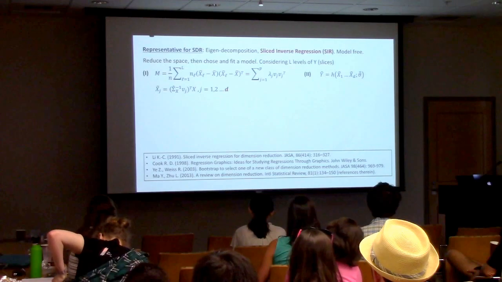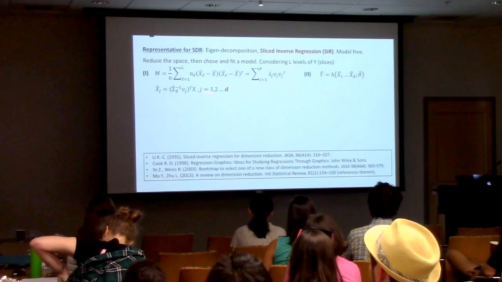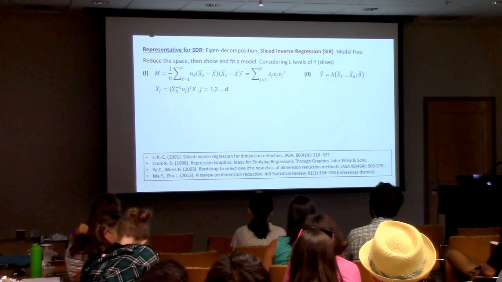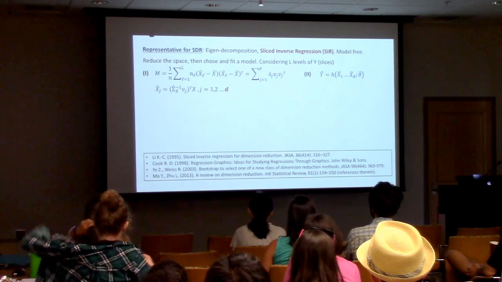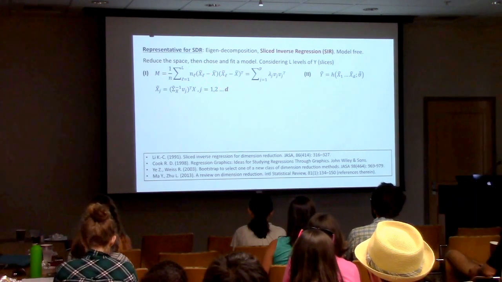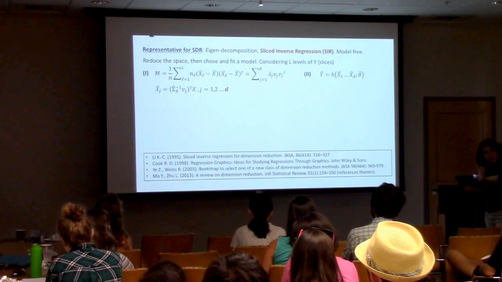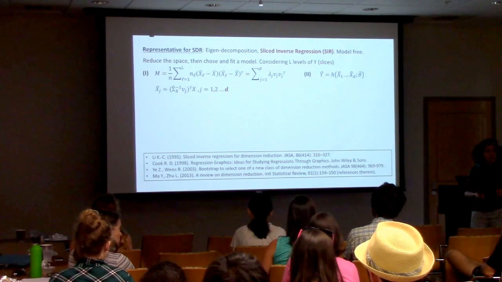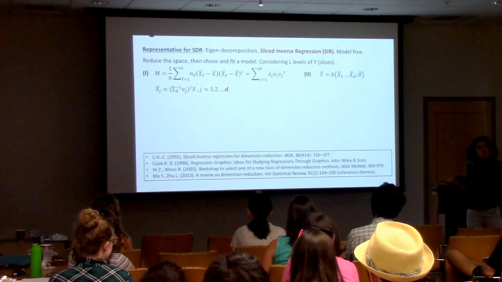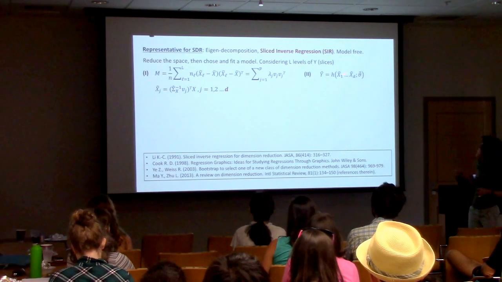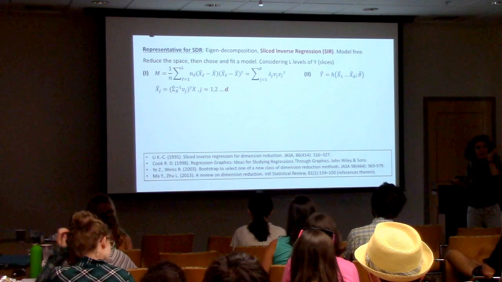You form a matrix. This is called the kernel matrix in sufficient dimension reduction terms. And this matrix, if you look at it, is sort of the variance-covariance matrix of the means of groups of observations that are defined in terms of the response. So it's a little bit the same thing you do when you do linear discriminant analysis. You have a response. If it's continuous, you slice it.